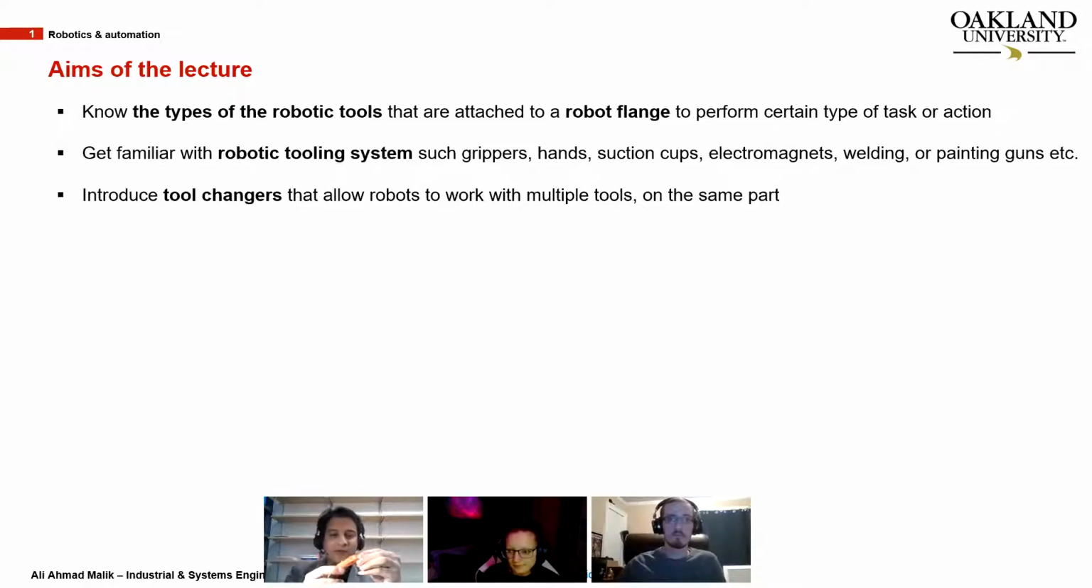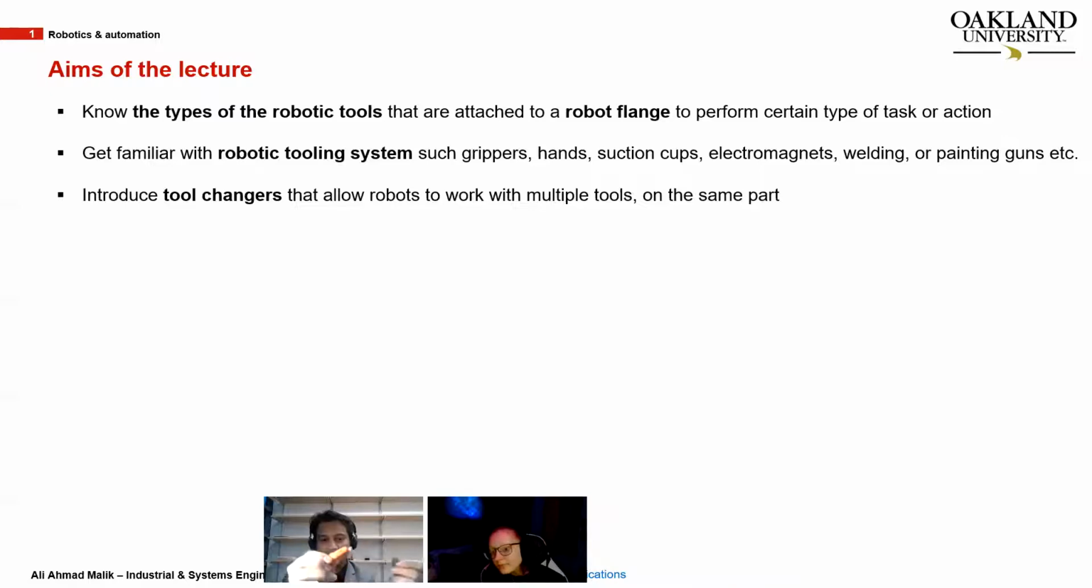So today I have kept a robot model. This end of the robot is called the robot flange, the place where we mount a tool. So, a robot flange and different types of tools that are mounted to it. Get familiar with robotic tooling systems such as different types of grippers, hands, suction cups, welding tools, painting guns, etc.